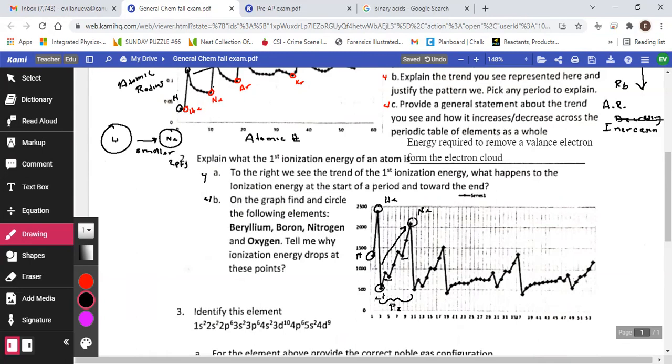Okay. 2b, it says, on the graph, circle the following elements: beryllium, boron, nitrogen, and oxygen. So here, here, here, here. And it's asking you the question that I just kind of asked a little bit ago. It says, why do you see a slight drop in the ionization energy? This is how you could have explained it, because what I wanted you guys to do here was tell me why we see a decrease, and we discussed this in class.